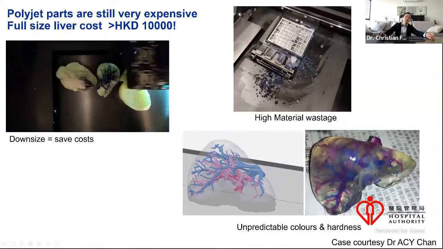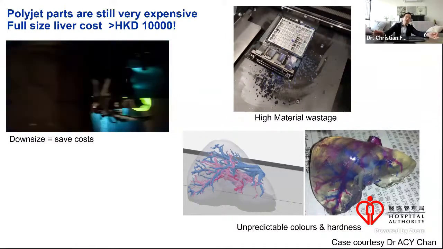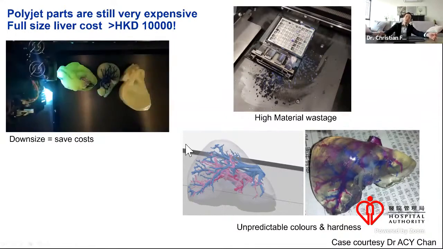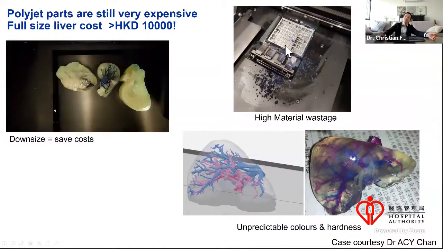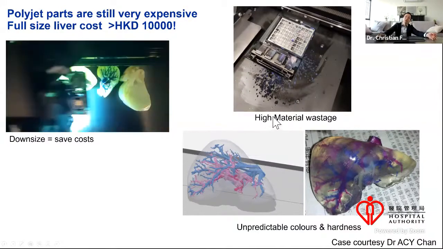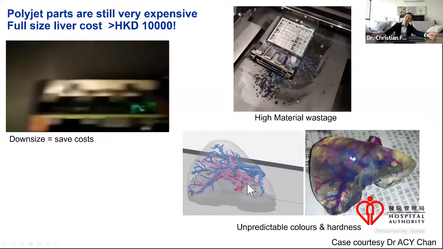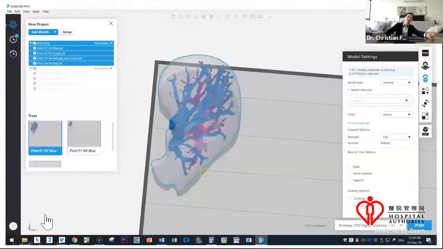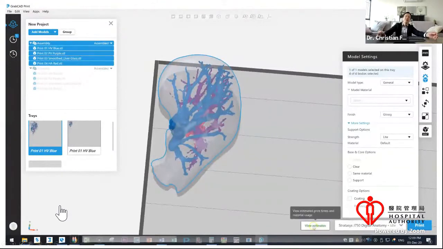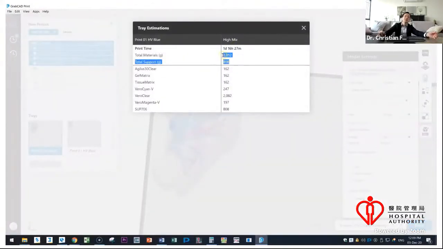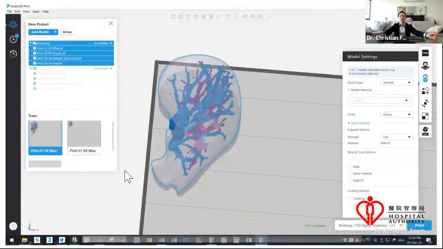And because the cost is very expensive, printing a whole liver actually costs Hong Kong dollars 10,000. The machine wastes a lot of material. Most of the material is just sprayed into the head washing basket. And sometimes the color and the hardness are unpredictable. So you have to start with a small model first before printing your full size print. Good thing the software lets you predict how much time and how much material is needed. For example, this liver model, 3 kilograms of material and 1 kilogram of support. That's exactly the cost, over 10,000 Hong Kong dollars.